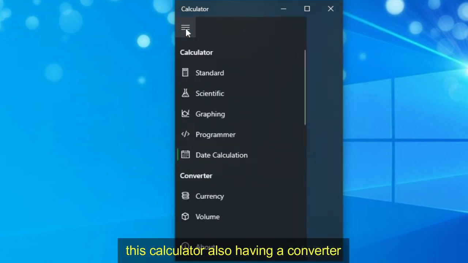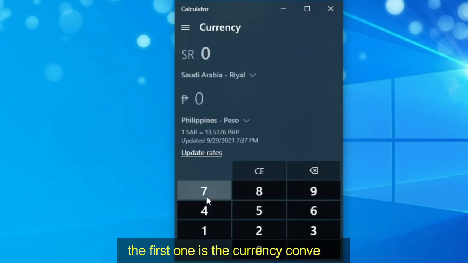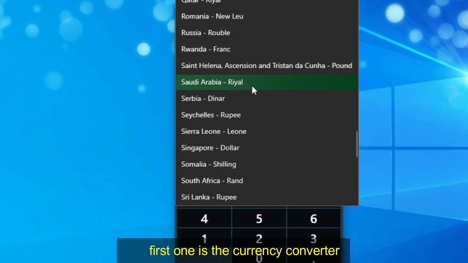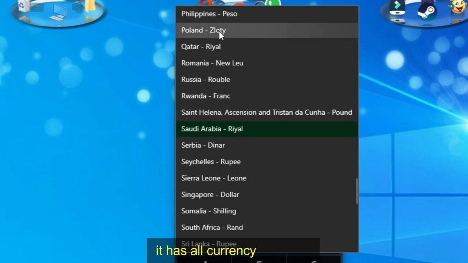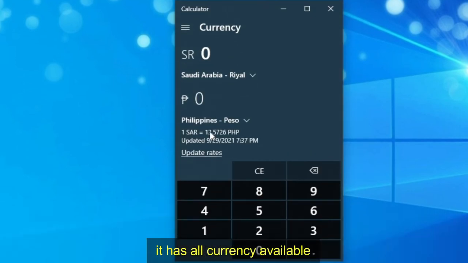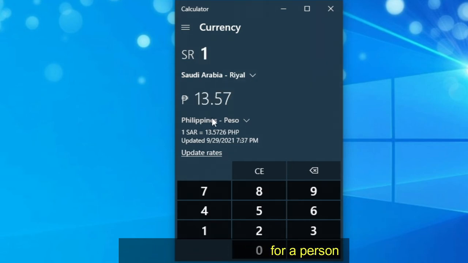This calculator also has a converter. The first one is the currency converter. It has all currencies available. This menu is very helpful for a person who is working abroad, like me.